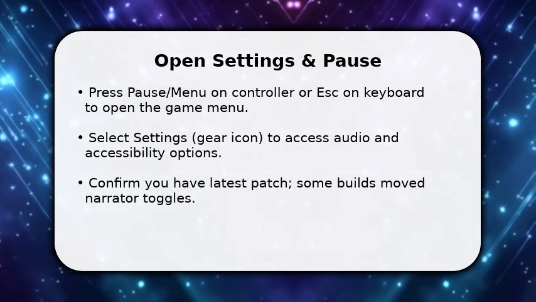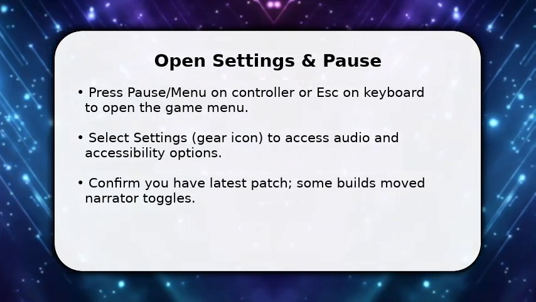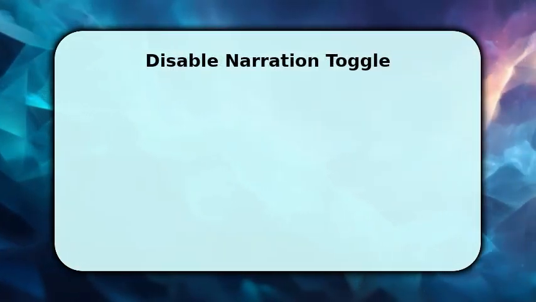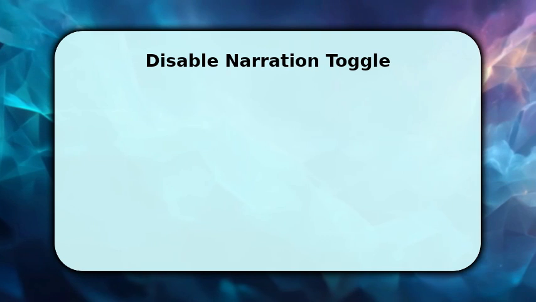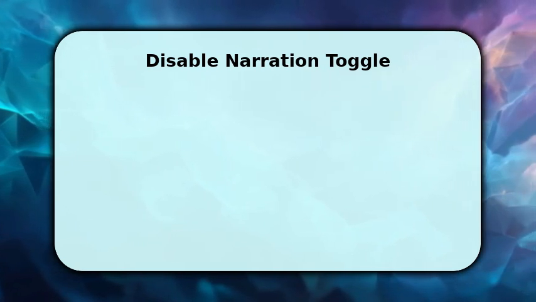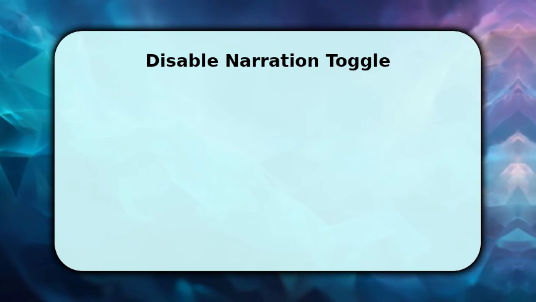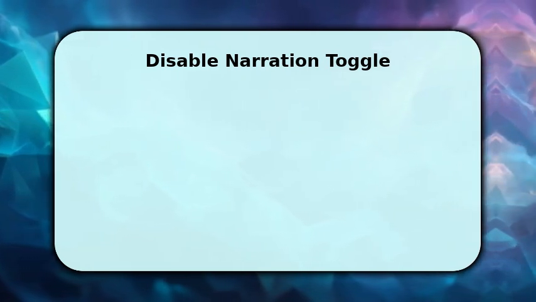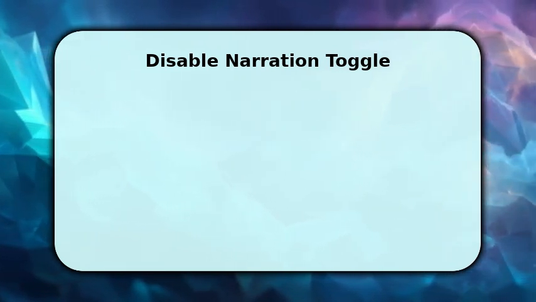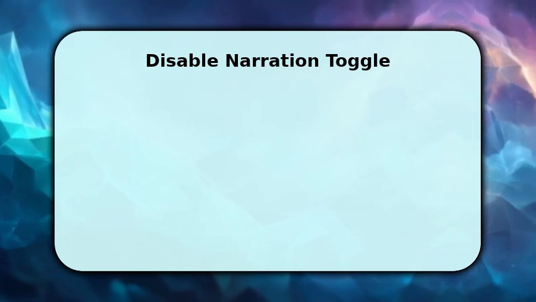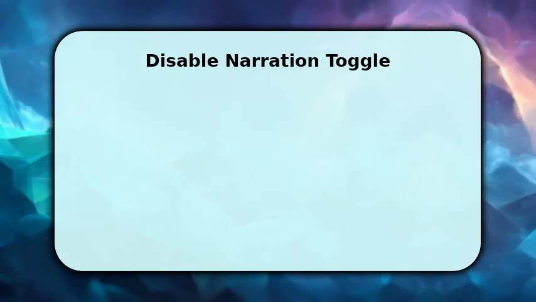Now that you're in the right menu, scan for labels like narration, voice descriptions, commentary, or accessibility narrator. Developers use different names. Select the toggle and set it to off. If the menu asks to apply or save, choose that option so the change persists. If there's a separate narrator volume slider, drop it to 0% instead.